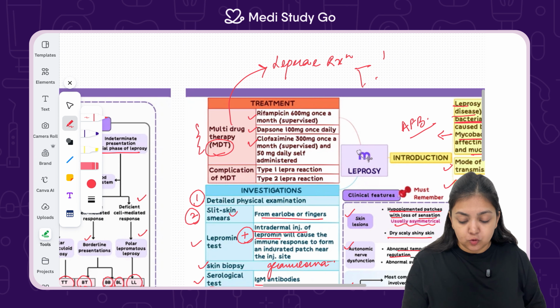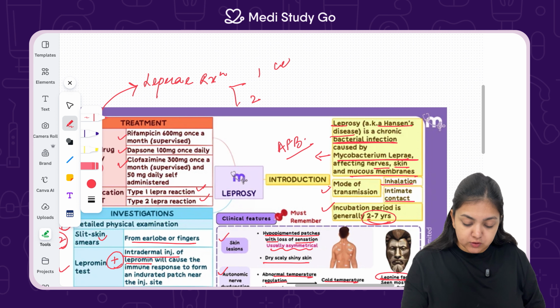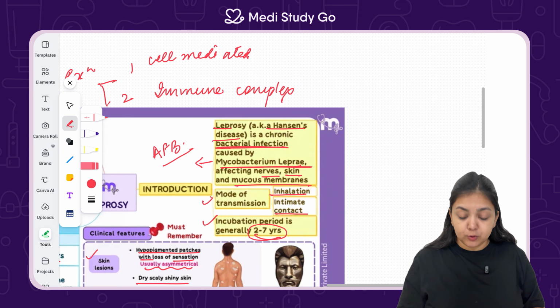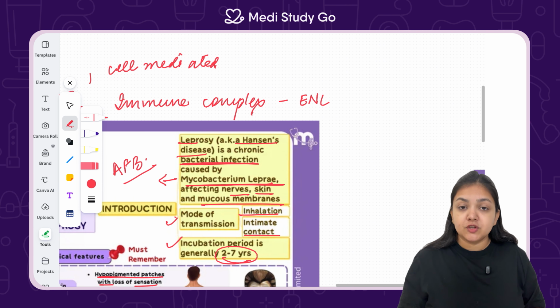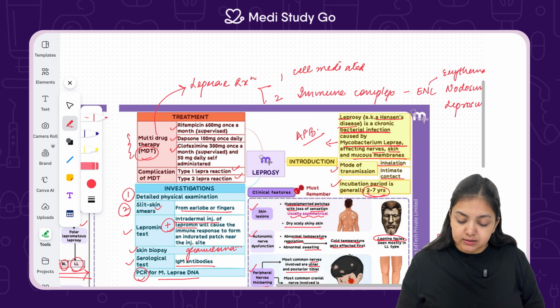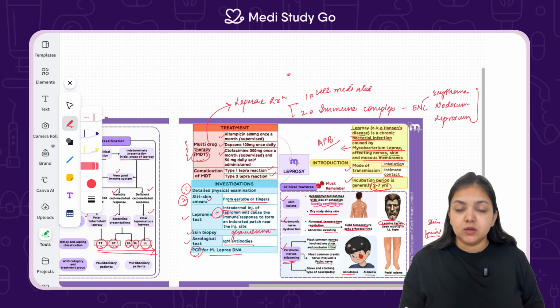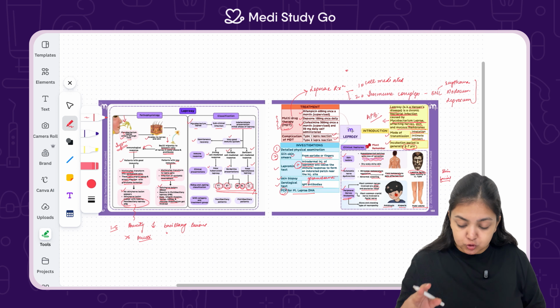These leprae reactions are of 2 types, type 1 and type 2, as you can see over here. Type 1 is because of cell-mediated response to the drugs, and type 2 is because of immune complex deposition. This type 2 is also known as ENL, which is Erythema Nodosum Leprosum. So we need to know the type of reaction which can happen because of the multidrug therapy, which is type 1 and type 2, and it depends on the response of the body, which is cell mediated or immune complex mediated. So this is how you can wrap up the topic of leprosy in just 2 mind map pages.